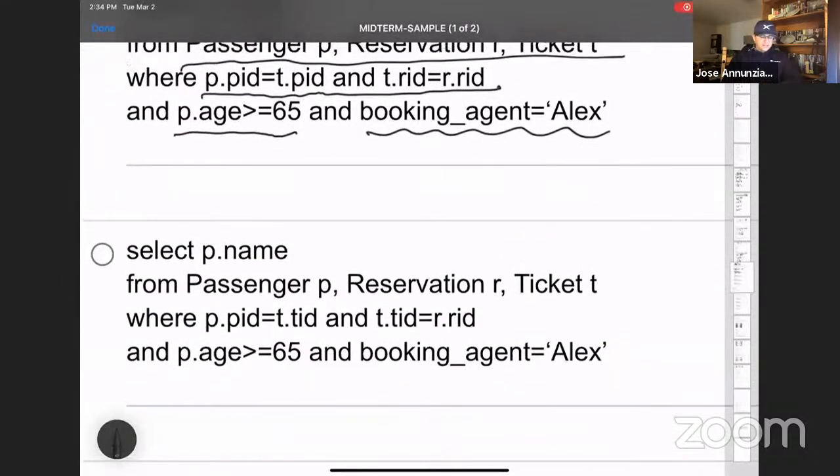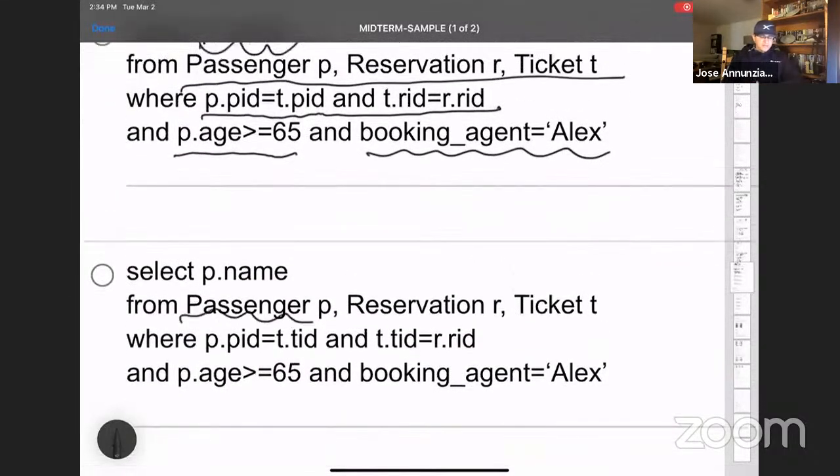Let's look at these 2 other ones. So we're still trying to join those 3 tables. And so the joins are wrong. Notice that we were trying to join the passenger ID with the ticket ID. That makes no sense. And the ticket ID with the reservation ID, that makes no sense. Okay, so that's no good.